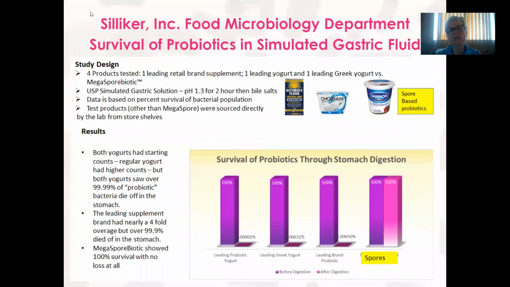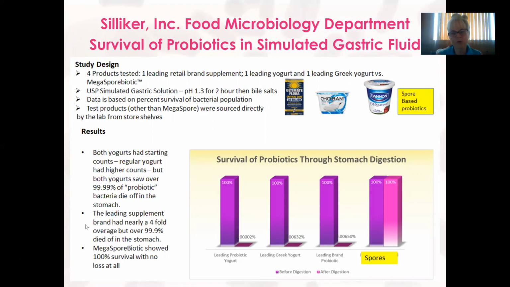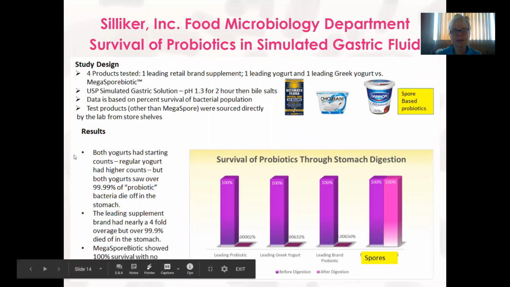This is a study by Silliker Inc., which is a food microbiology lab. They looked at survival of probiotics in simulated gastric fluid, so kind of a simulated type of SHIME. And they studied yogurts, and both yogurts saw 99% of the probiotics die in the stomach. The leading supplement brand had nearly a full-fold overage, but over 99% of them died in the stomach. And it was only the MegaSpore that showed 100% survival with no loss at all. So there are studies that back up what we're saying about the spores.